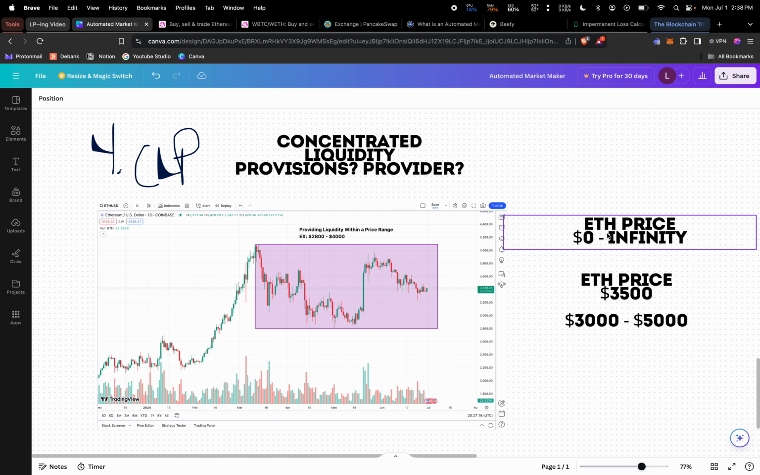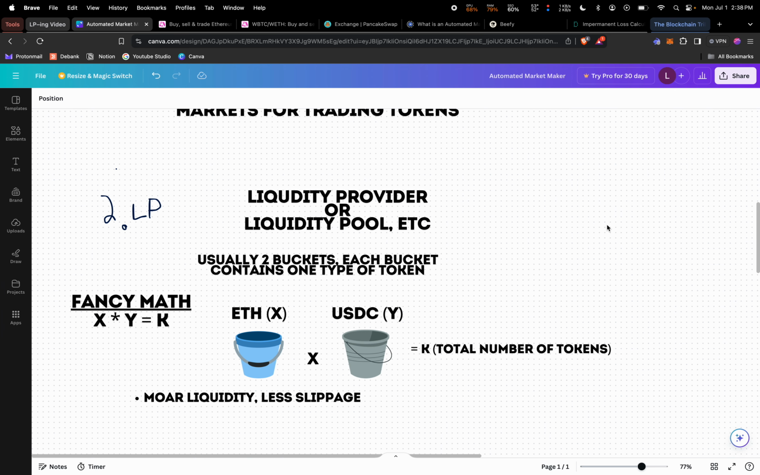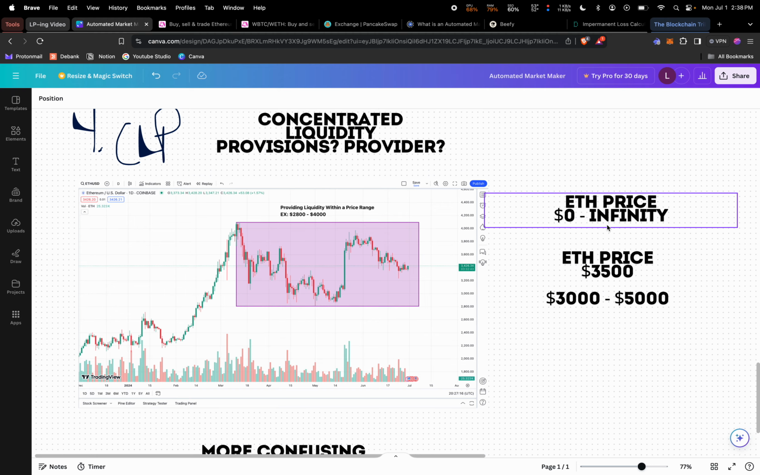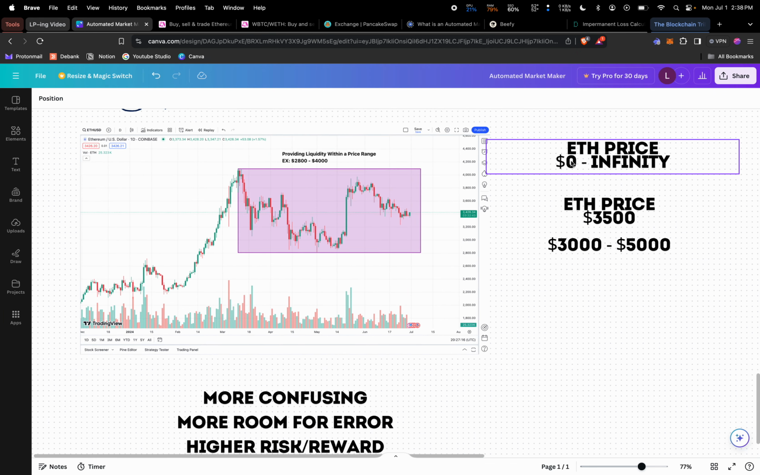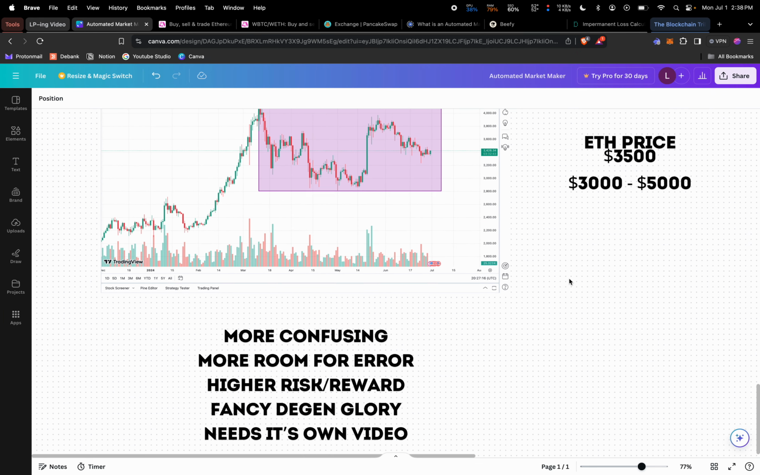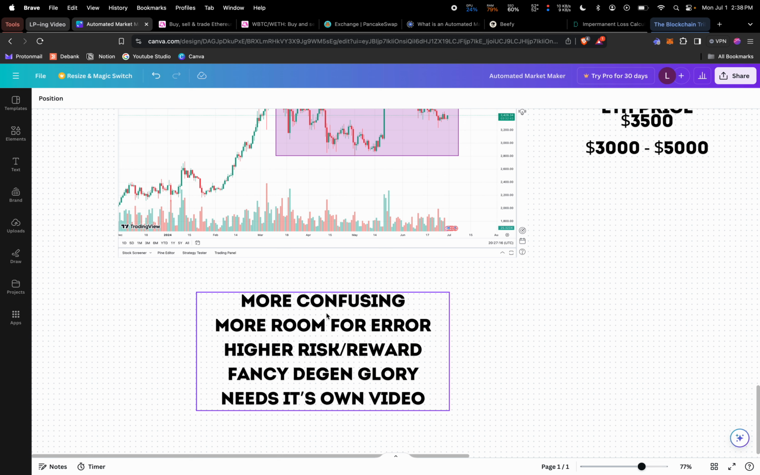These pools are 0 to infinity. For concentrated liquidity, you choose the price that you want to provide ETH into, and then you'd have to rebalance it later. Probably a little bit more advanced than we need to be. So CLP is more confusing, more room for error, higher risk reward, fancy degen glory, and it needs its own video like I said before.